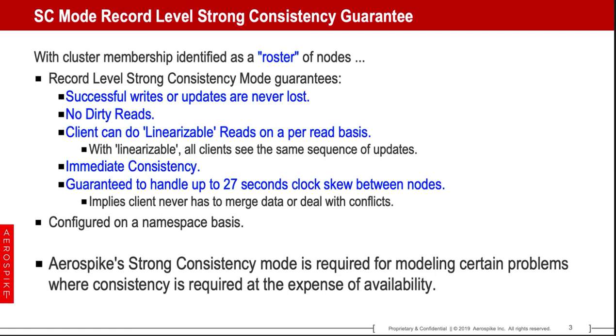As well, strong consistency is done on a per namespace basis, which means you could have a cluster with different namespace types, some in AP mode and some in strong consistency mode. Aerospike's strong consistency mode is required for modeling certain problems where consistency is required at the expense of availability.